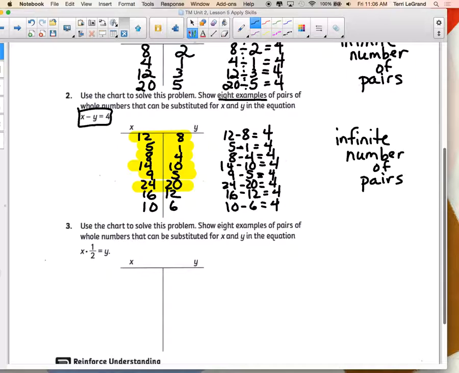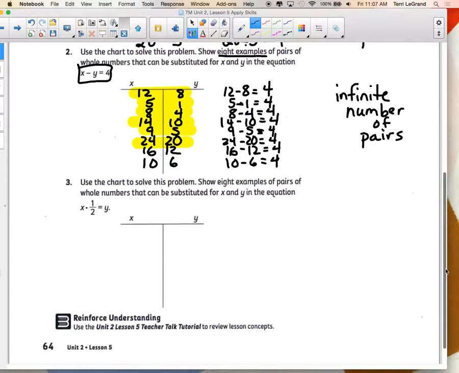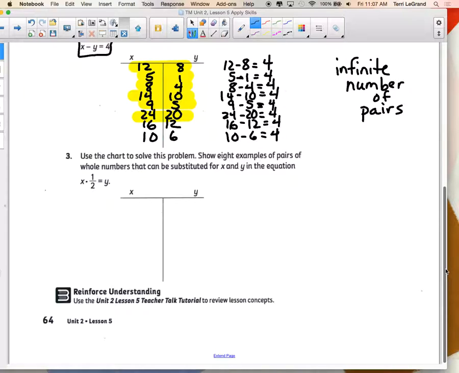Infinite number of pairs. Even though we only had to find 8, we know we could find about 8 million more. Okay, and our last one, number 3. It says, use 8 examples again. We can do this, we got this. Of whole numbers, of course, and there's our equation. X times a half equals Y. Or in other words, half of X gives you Y.